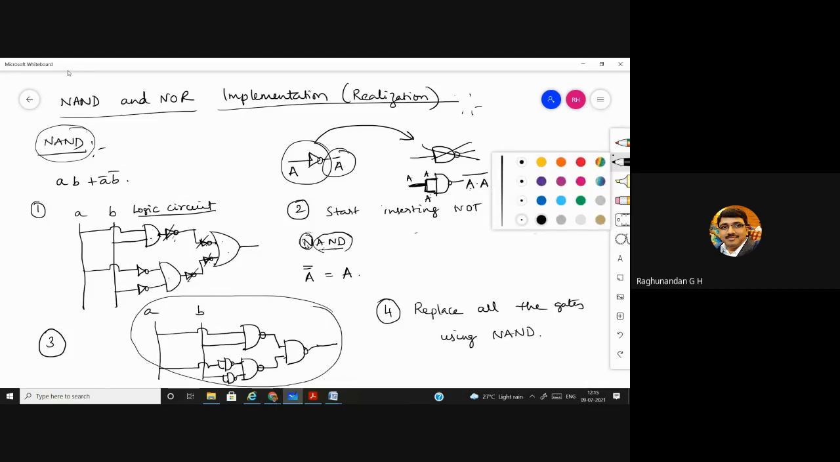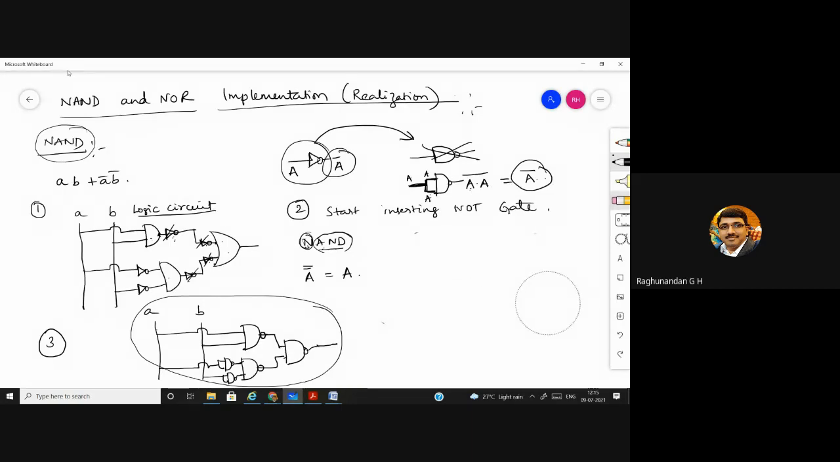Now let us check. This is just for our understanding. Let us check whether the circuit we are getting now is going to work similar to our basic logic circuit or not. Okay. A, B is given. What is the output at this point? A we are having, B we are having. What will you get at this point? A, B. What is the output for NAND? I'm asking just for this.